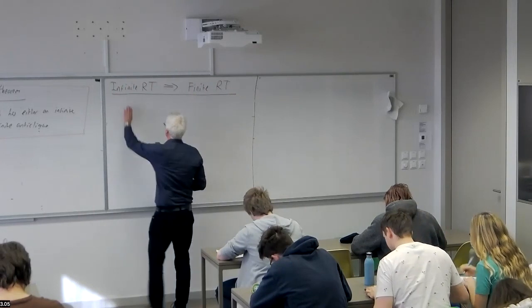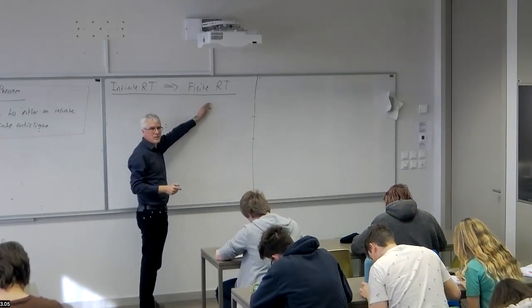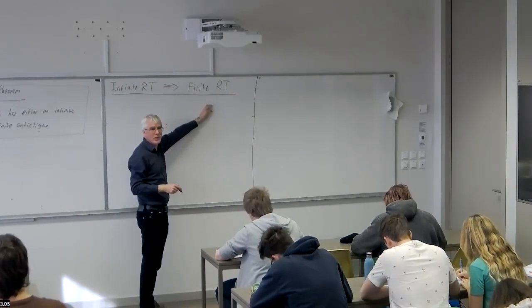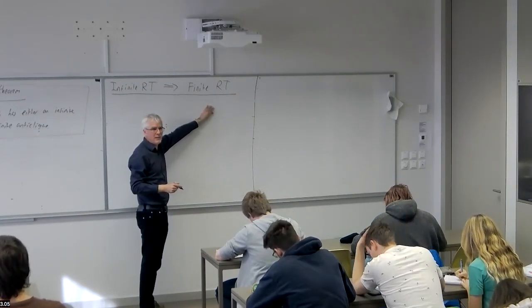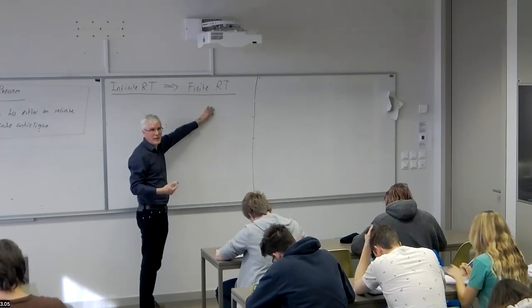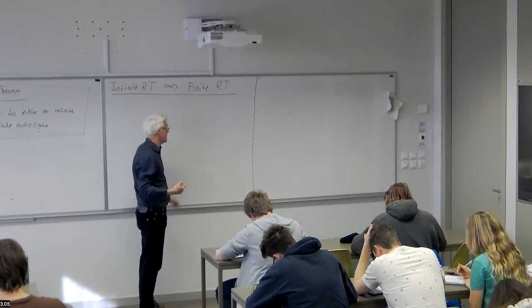Right, so let's assume the infinite Ramsey theorem. We want to prove the finite Ramsey theorem. So we want to prove that for any k greater than or equal to 1, there exists some n such that any graph with at least n vertices will have either a k-clique or a k-anticlique.